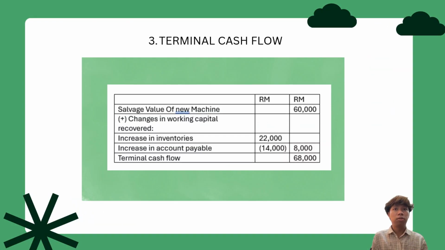Next, terminal cash flow. Terminal cash flow includes the salvage value of the new machine, which is 60,000 ringgit, and the working capital amounting to 8,000 ringgit. After considering changes in inventory and account payable, the terminal cash flow is calculated at 68,000 ringgit.